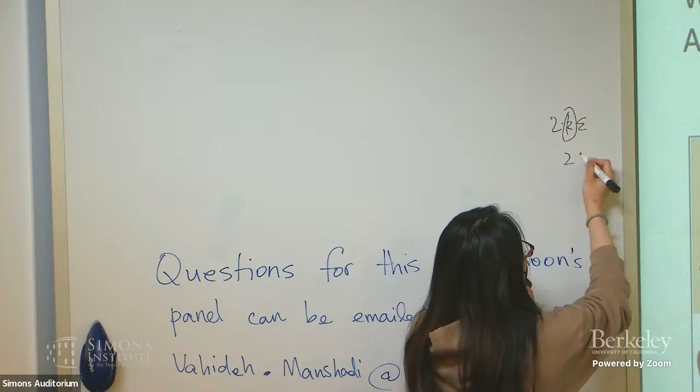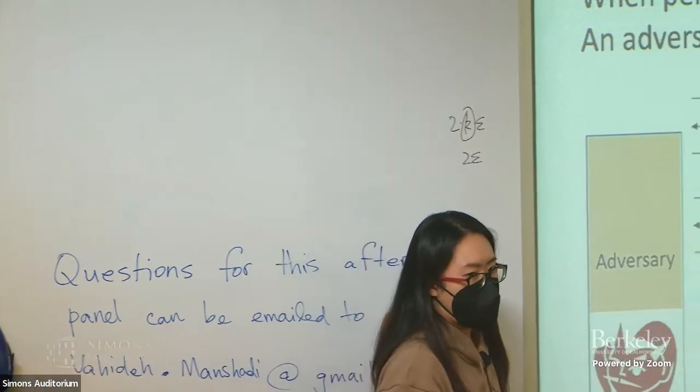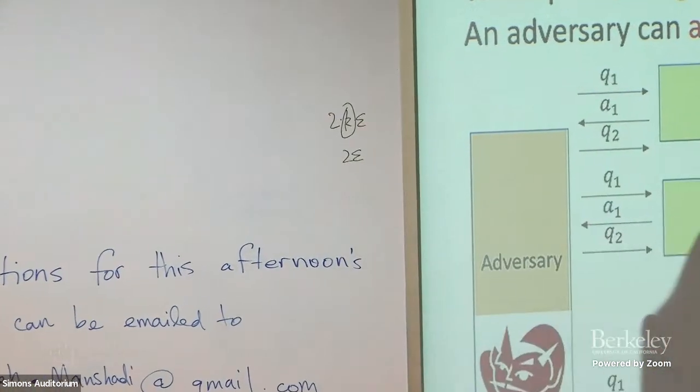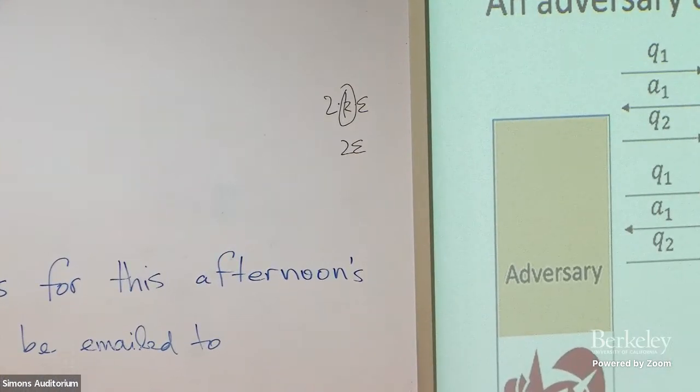Ideally, we only want to have 2 epsilon privacy loss. So directly using sequential composition is not sufficient. That's why we have to have a guarantee for the concurrent composition. Any questions on this example? Okay, good.